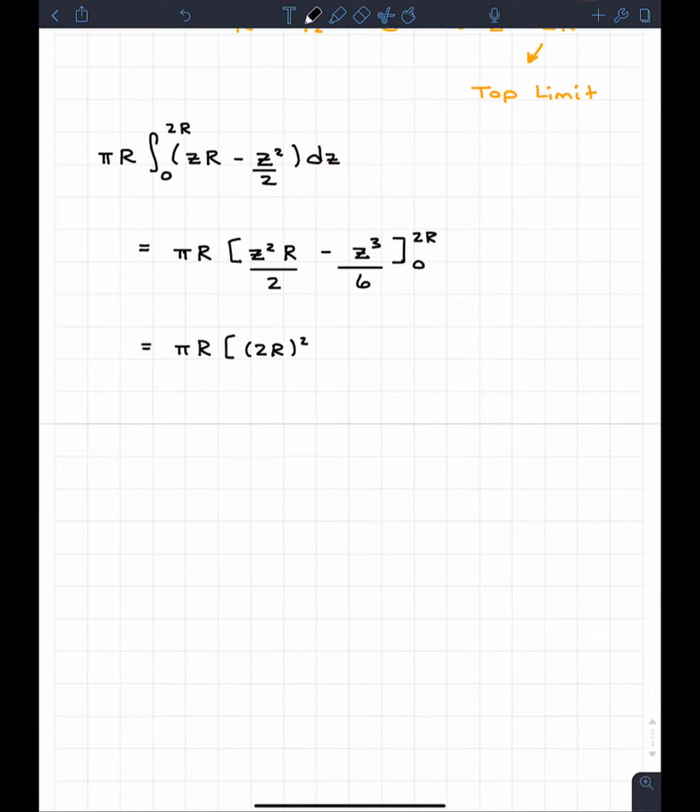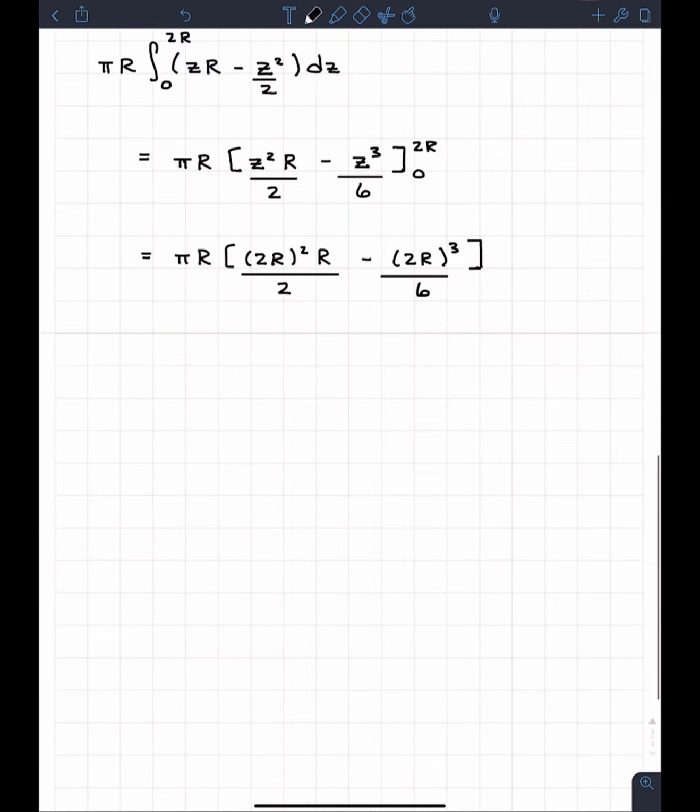squared multiplied by r divided by 2, like this. And minus, and then we're going to have 2r here, but this time it's cubed, and this one's divided by 6. So not too bad, because now we can just simplify everything, rearrange it, and we're good to go. So just doing that real quick, might as well.